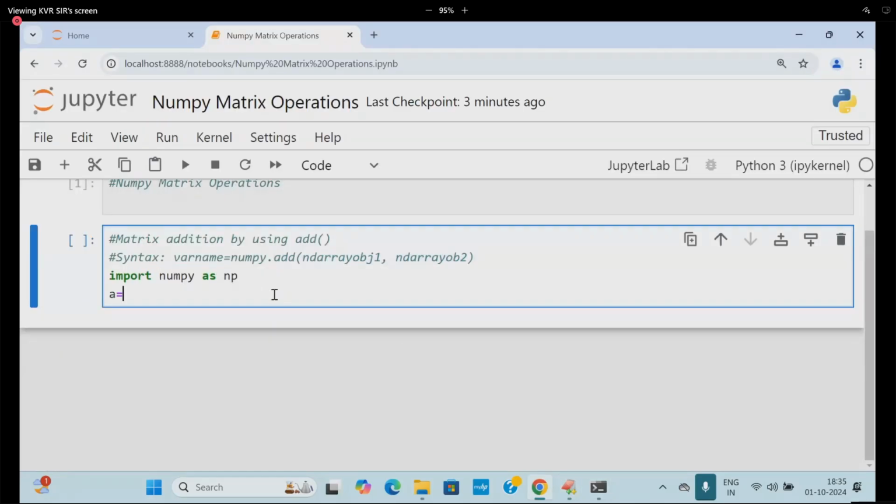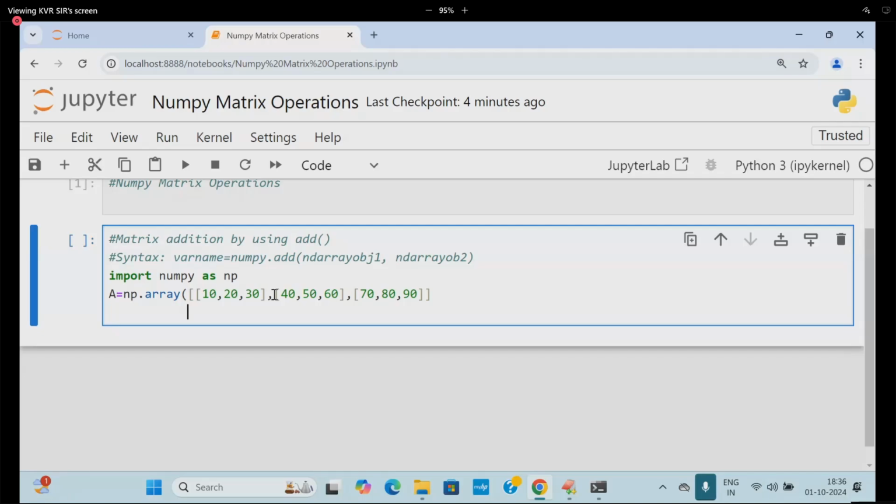Here I am taking matrix A is equal to np dot array. We can take a big matrix also, no problem. I am taking 10, 20, 30, 10, 20, 30. I am writing it directly: 40, 50, 60, and 70, 80, 90. Follow me carefully. Now I am going to take one more matrix.